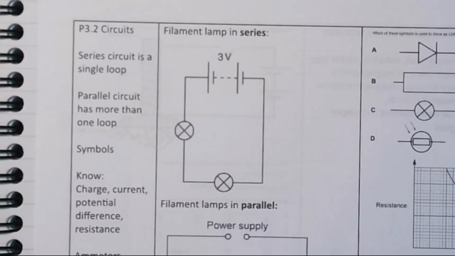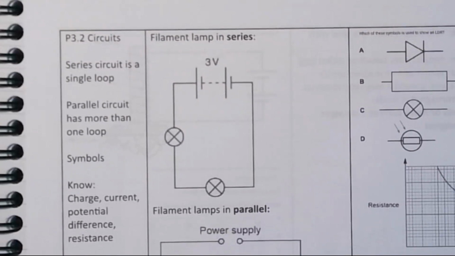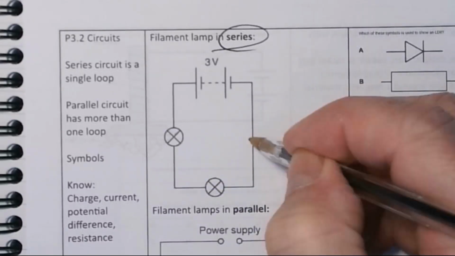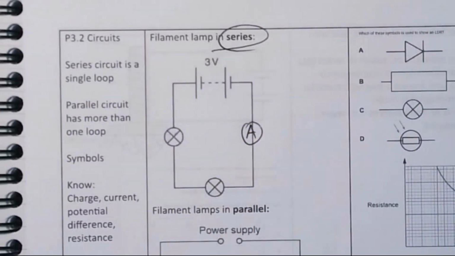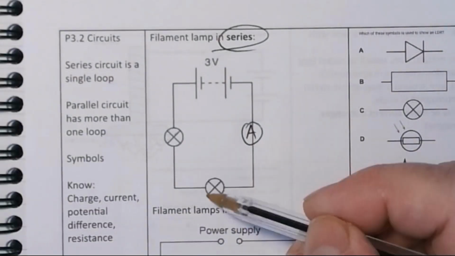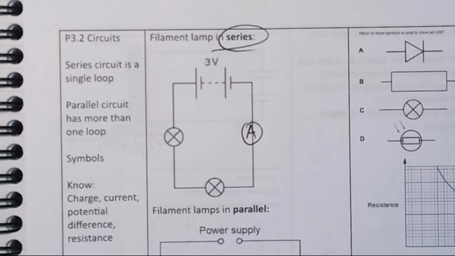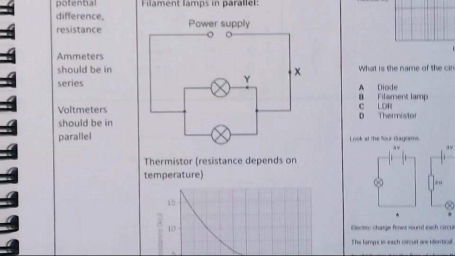You need to know about series circuits. Here we've got two filament lamps in series, one after the other. If we're going to put an ammeter in that circuit, ammeters have to be connected in series, and we can connect an ammeter wherever we like in a series circuit because the current in a series circuit is the same everywhere. Know the rules for a series circuit. Know the rules for a parallel circuit.